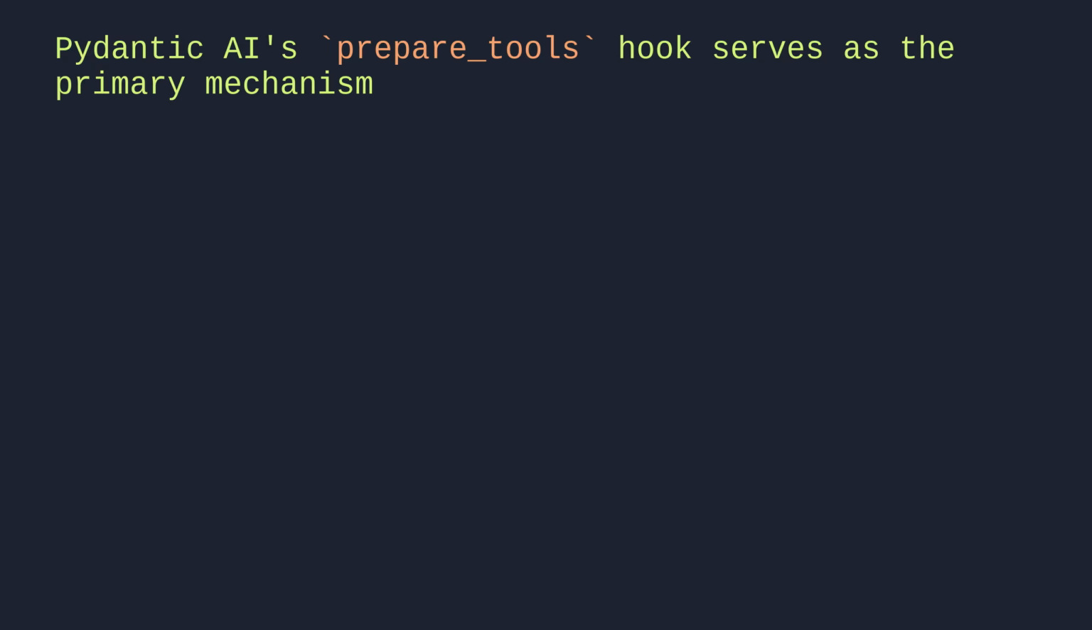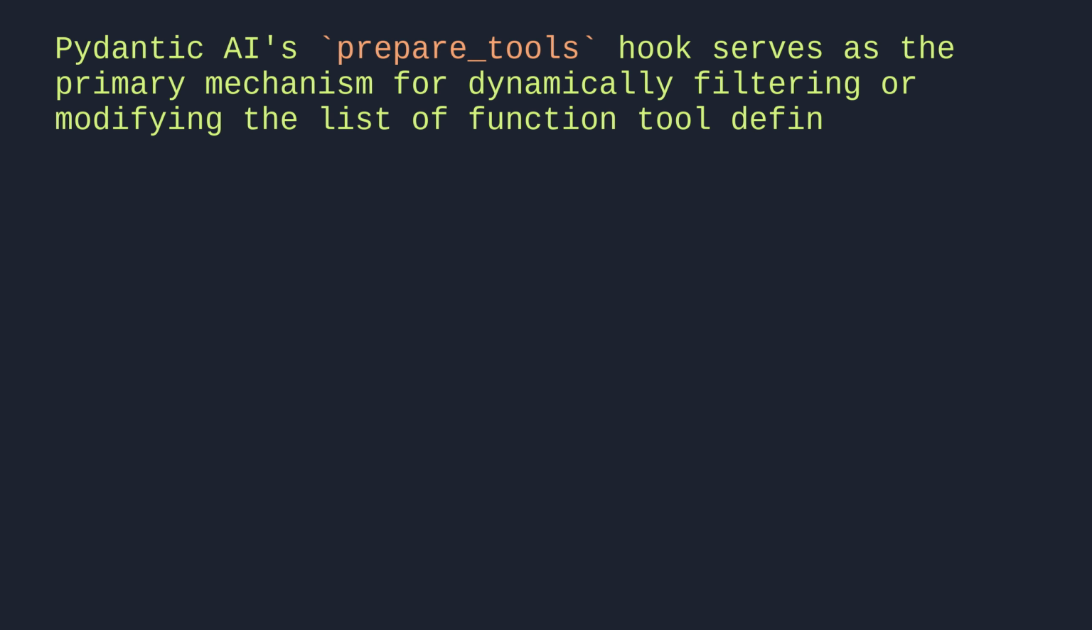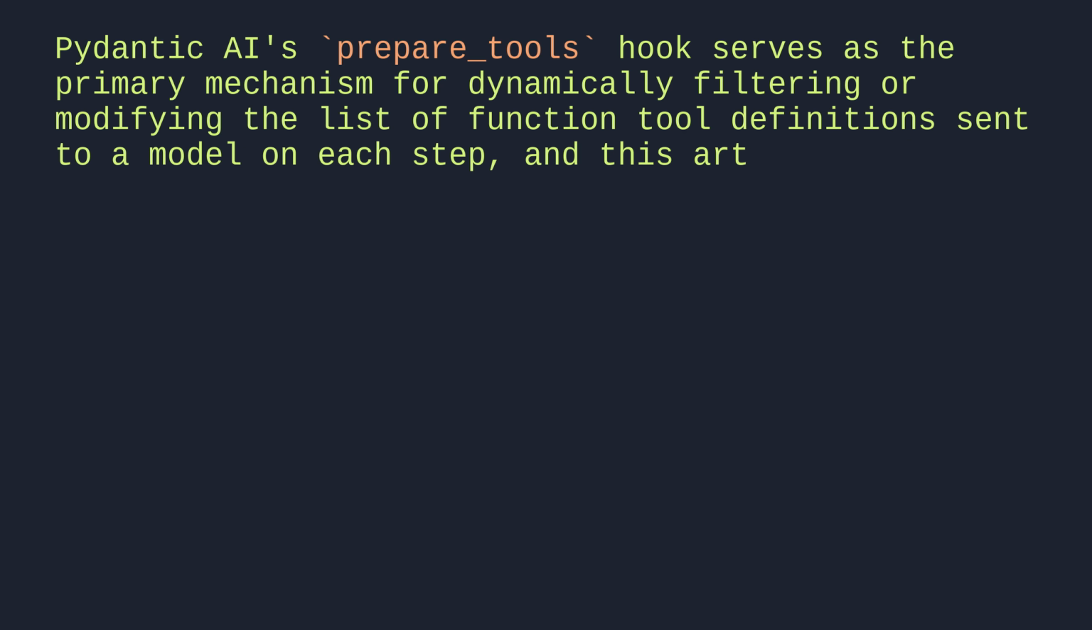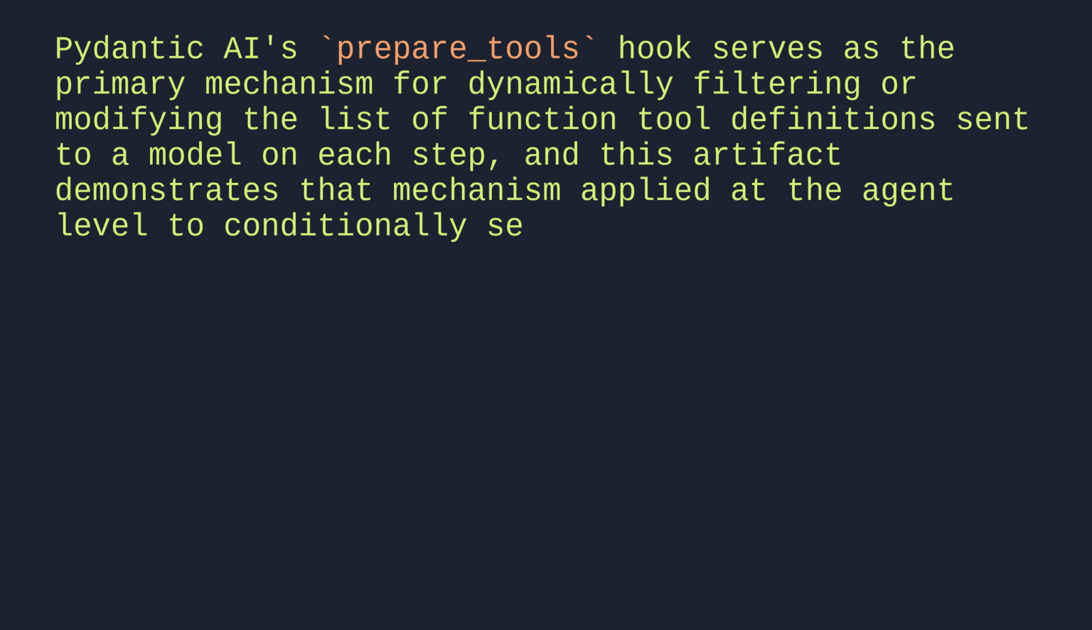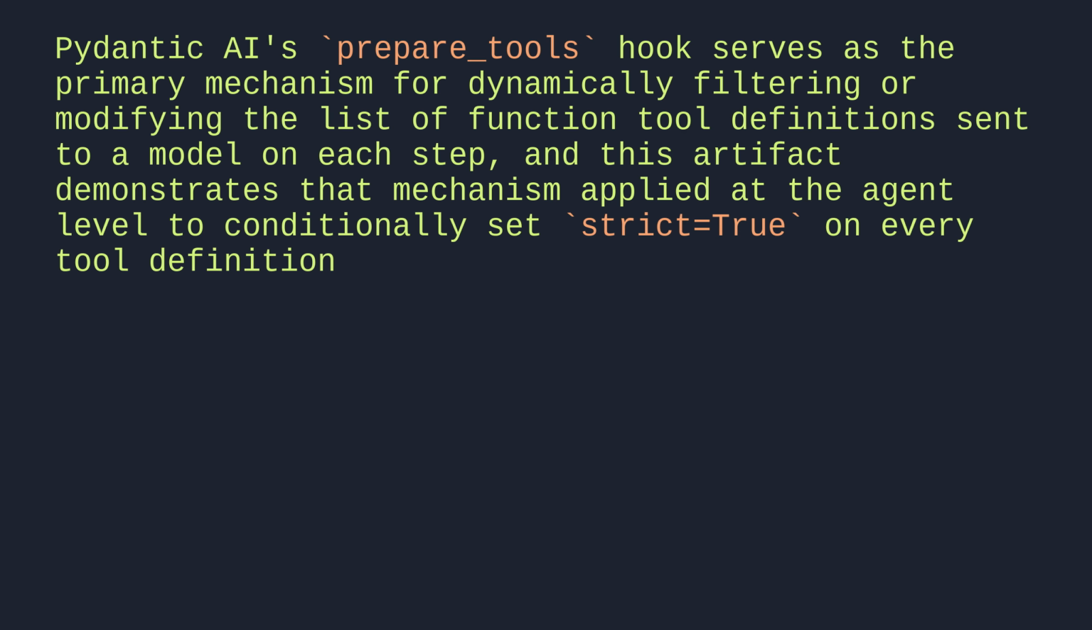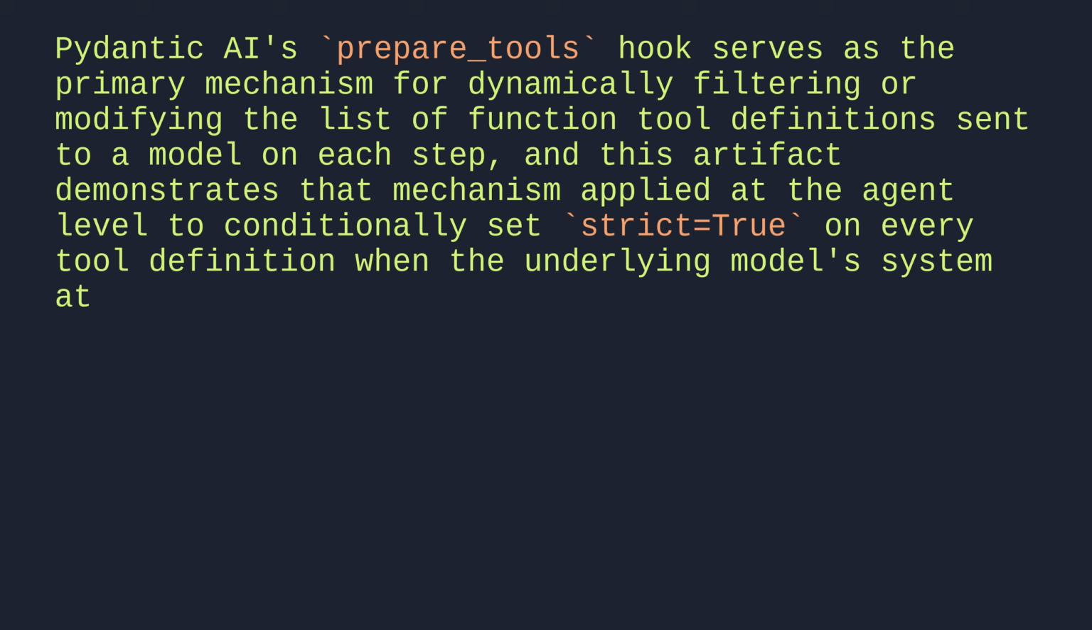Pydantic AI's prepare tools hook serves as the primary mechanism for dynamically filtering or modifying the list of function tool definitions sent to a model on each step. And this artifact demonstrates that mechanism applied at the agent level to conditionally set strict equals true on every tool definition when the underlying model system attribute indicates an OpenAI provider.